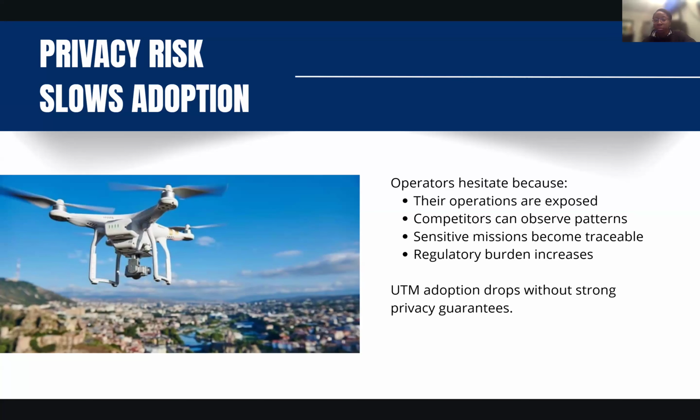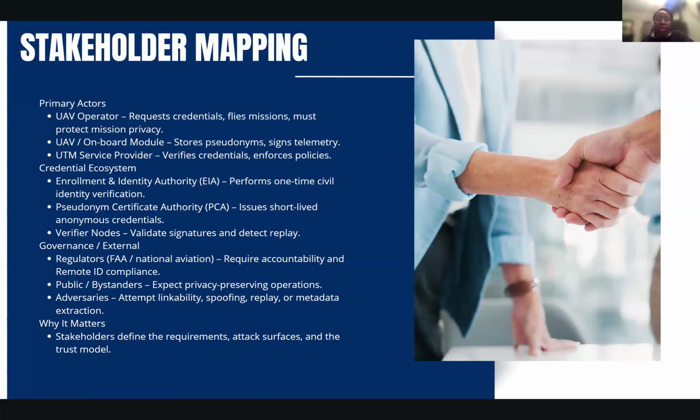So in order to improve this, next slide, we will have to understand who is in the ecosystem and what they need. So the UAV operator, they need credentials to fly, but they also need mission privacy for themselves and their clients. The UAV or onboard module, this is where pseudonyms and cryptographic keys live, and it signs telemetry to prove authenticity. The UTM service provider verifies credentials and enforces policies, but shouldn't see more identity information than necessary.